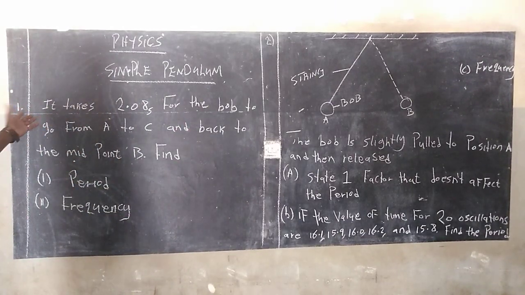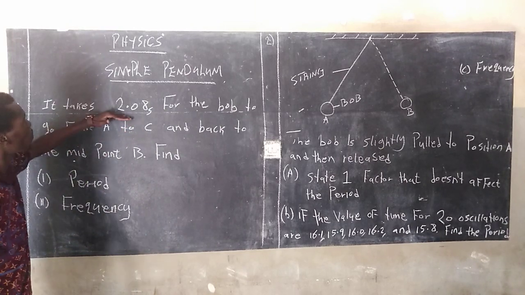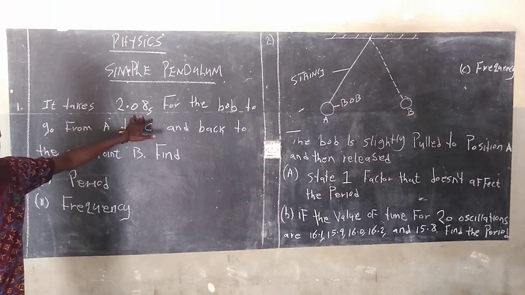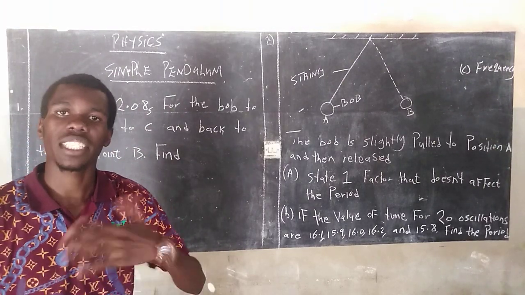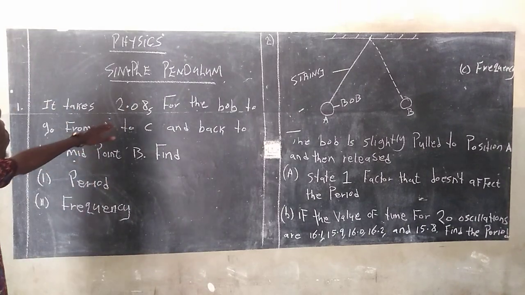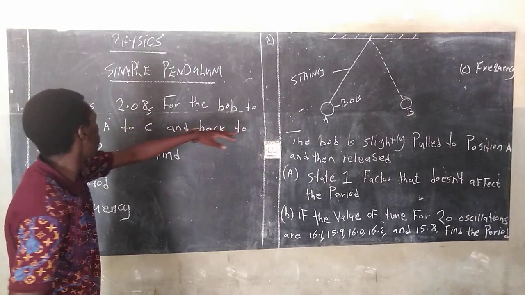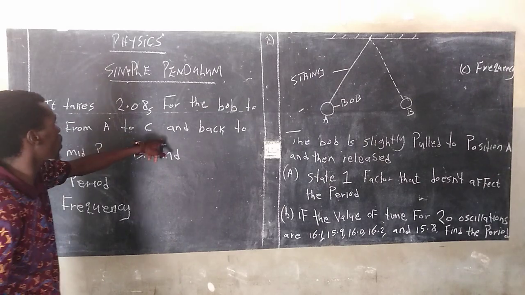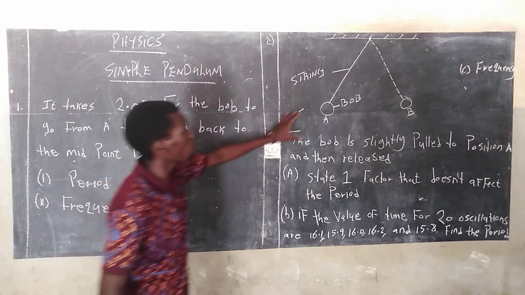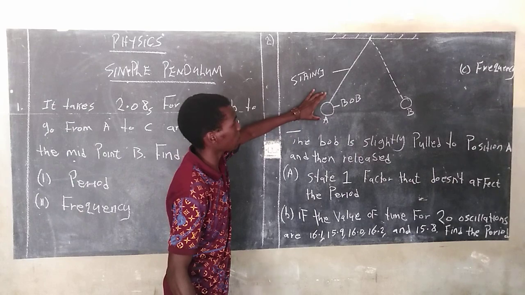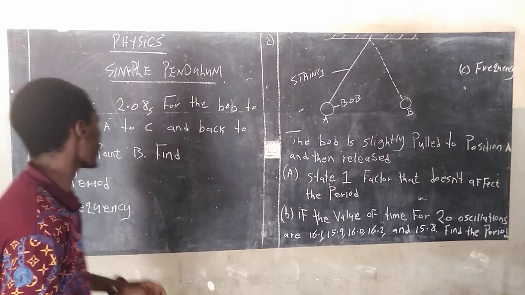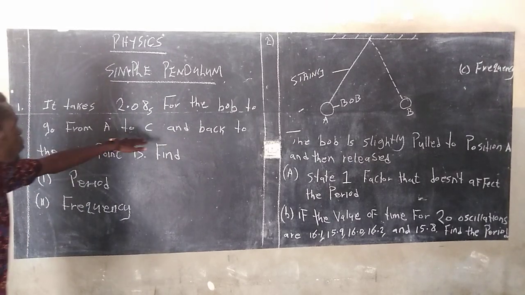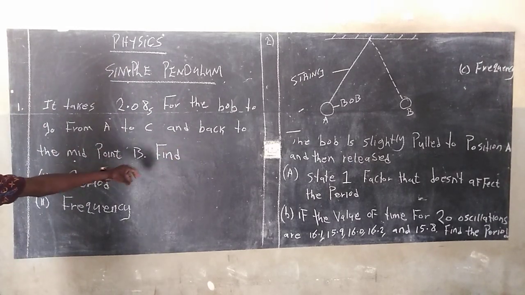Here we are saying that it takes 2.08 seconds. This is time, and time is measured in seconds. It takes 2.08 seconds for the ball to go from A to C and back to the midpoint B. This is the ball, a round thing like a ball.